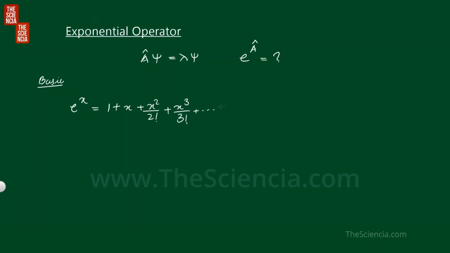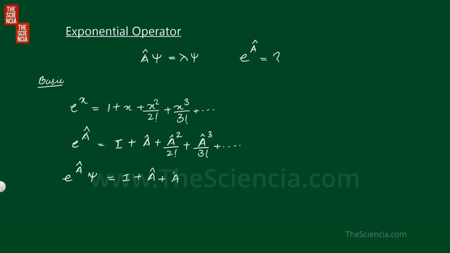Right? In a similar fashion, we can write e raised to a operator, that is equal to 1, which becomes identity, plus a operator plus a operator square by 2 factorial plus a operator cube by 3 factorial, etc. So if this operator operates on some state psi, that is equal to I plus a operator plus a operator square by 2 factorial plus a operator cube by 3 factorial plus etc. into psi. So you know this is a linear operator.